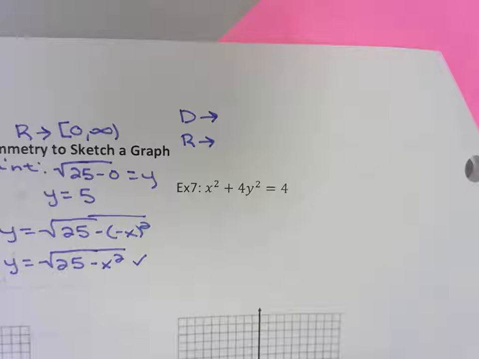Don't overthink this. It's just a polynomial. It's x squared, y squared. I don't have the square root. I don't have fractions. It's basically just a polynomial. So since this is a polynomial, usually polynomials will have negative infinity to infinity for your domain and range.